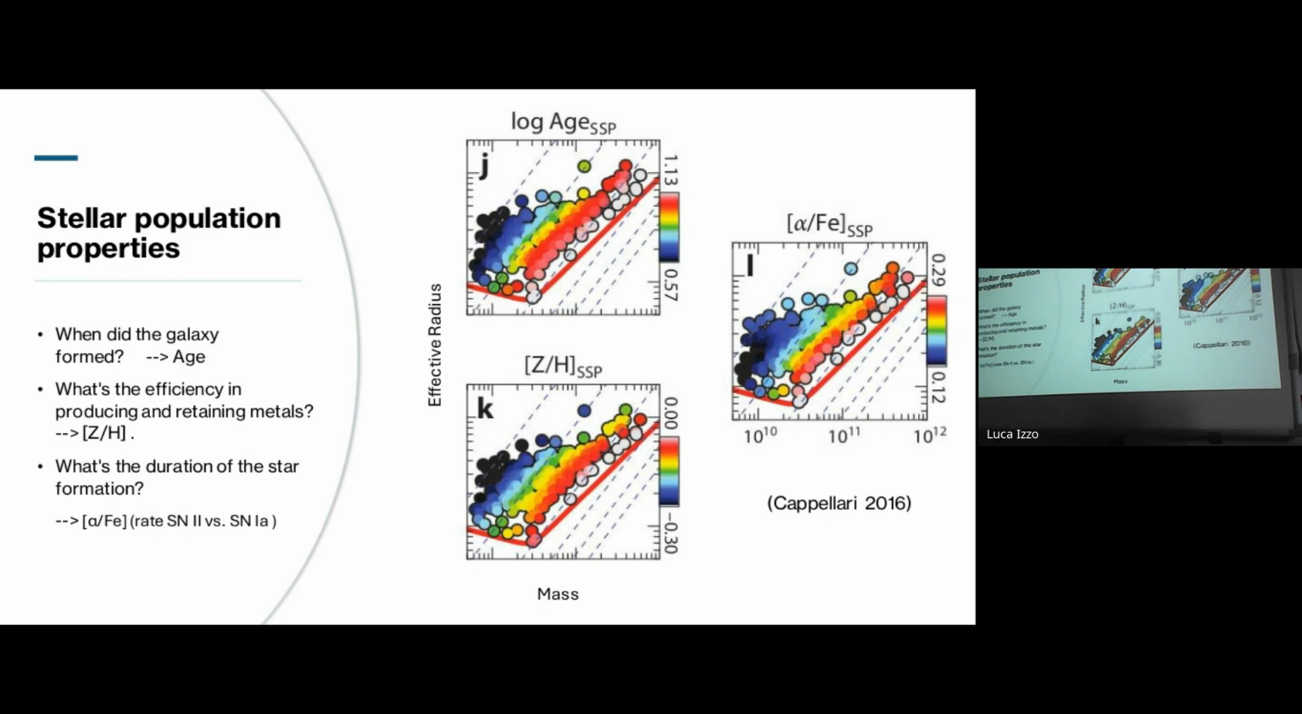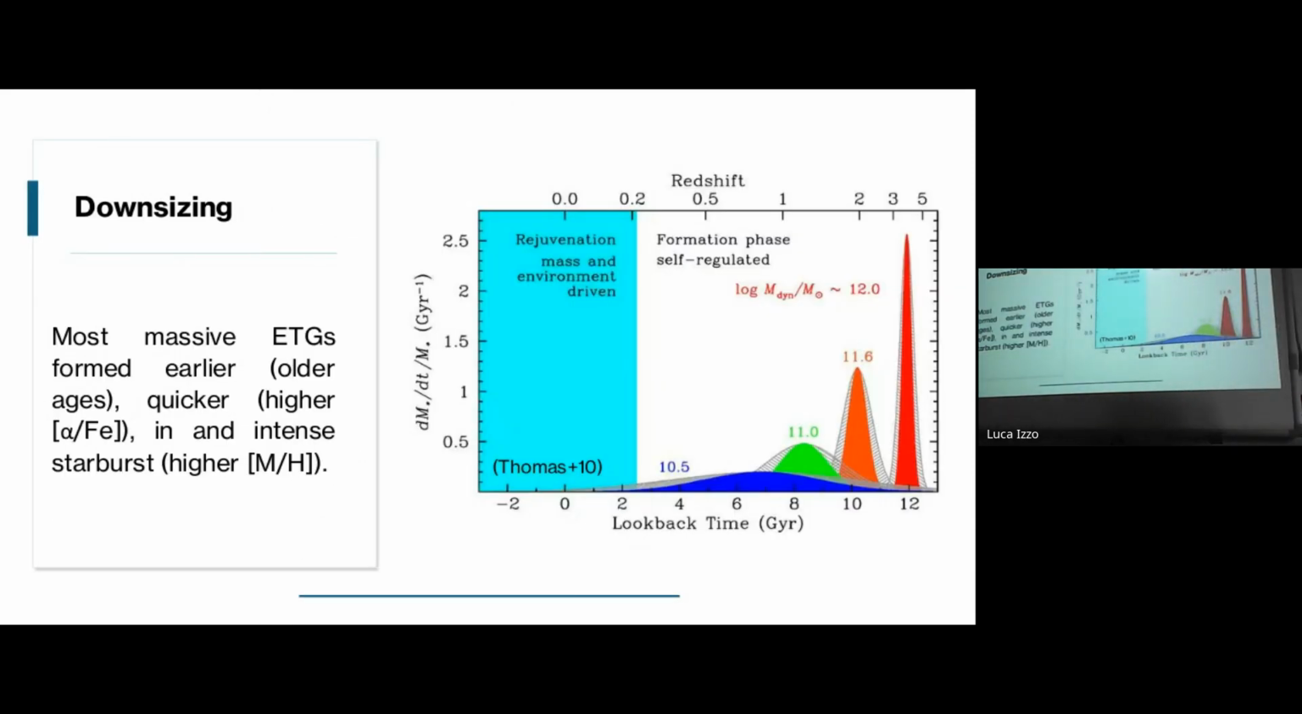And if you look at these three plots and you focus on the part of this diagram, you can see that the most massive early-type galaxies typically have the oldest ages, metallicities, and alpha enhancement. And on the other hand, at lower masses, on average, these galaxies have lower ages, metallicities, and alpha enhancement. And putting all this information together, we came up with this downsizing scenario, where essentially the most massive galaxies form early on cosmic times on shorter time scales, which is the width of this evolution, and in a very efficient way.